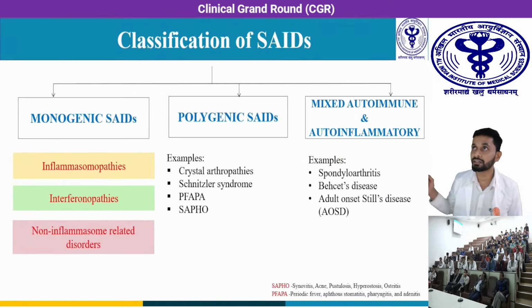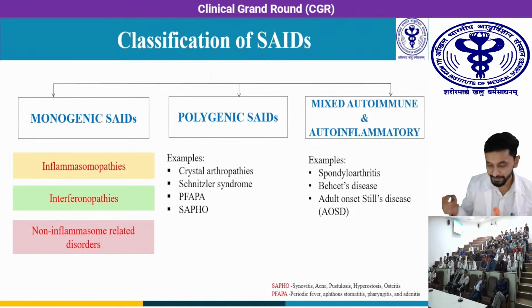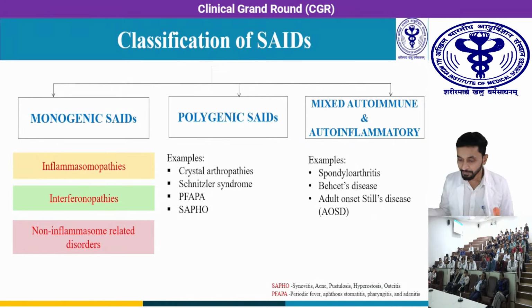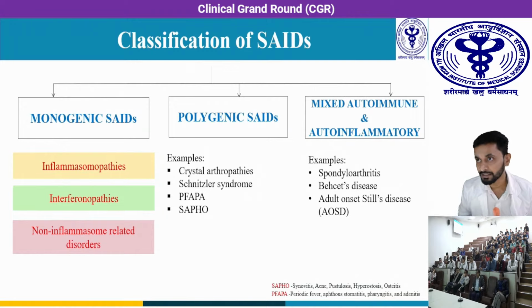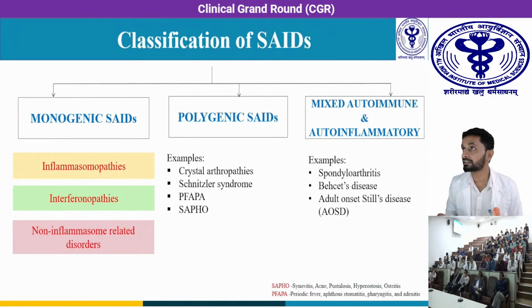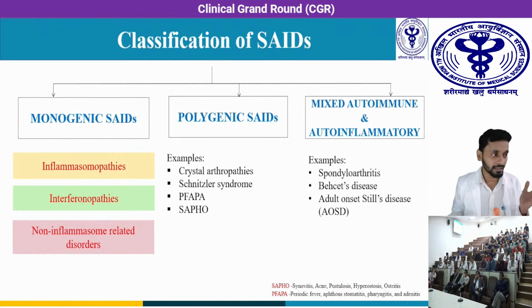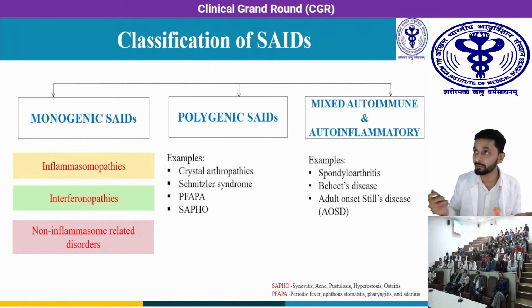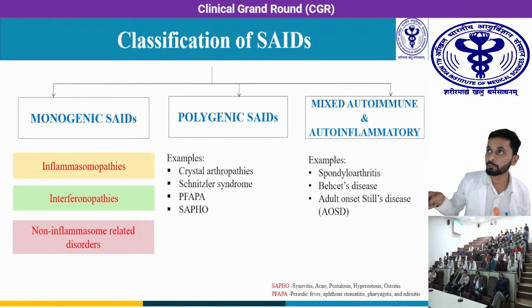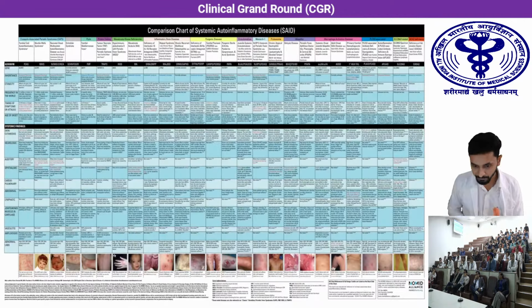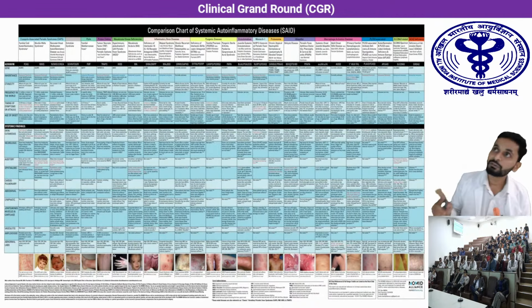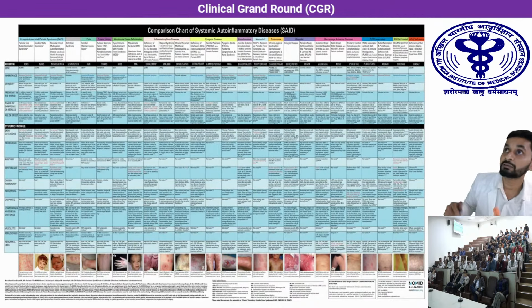The classification of systemic autoinflammatory disorders is divided into monogenic, which consists of inflammasomopathies, interferonopathies, and non-inflammasome related disorders, which include relopathies, and then polygenic systemic autoinflammatory disorders, which include crystallopathies and others. Another important thing is the autoimmunity and autoinflammatory overlap syndrome. We have seen the crosstalk between innate and adaptive immunity. In this, usually interleukin 1 is responsible for overlap syndrome. So it is impossible to discuss all systemic autoinflammatory disorders in one case.